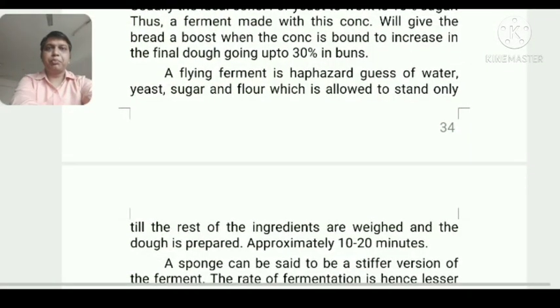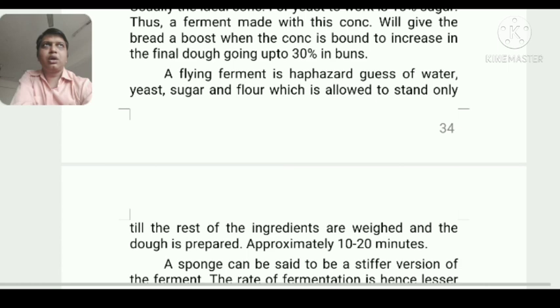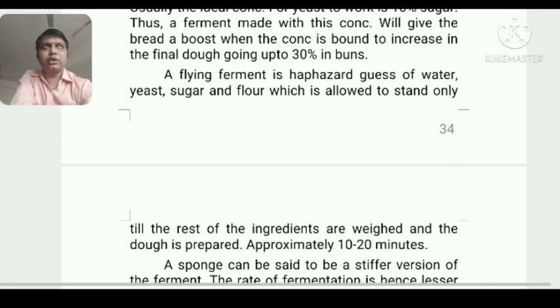The dough in which this batter is mixed also needs some amount of yeast from the final quantity which we require, some quantity of flour and some quantity of sugar. Maximum of flour, minimum of yeast, minimum of sugar and minimum of water content.